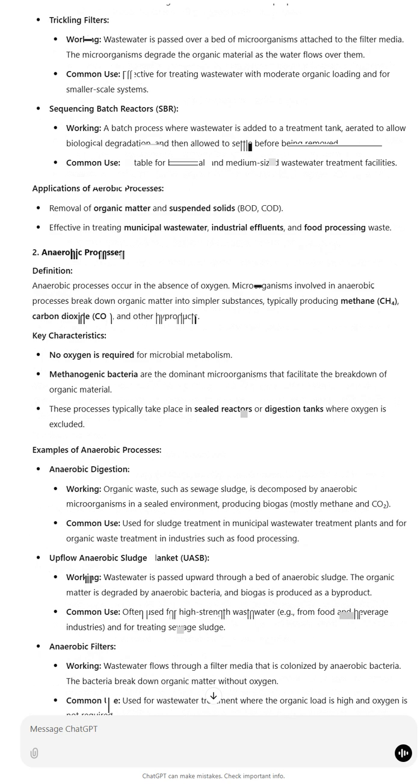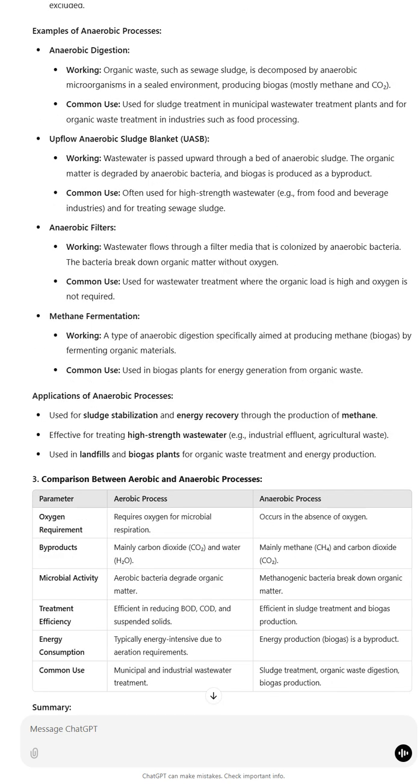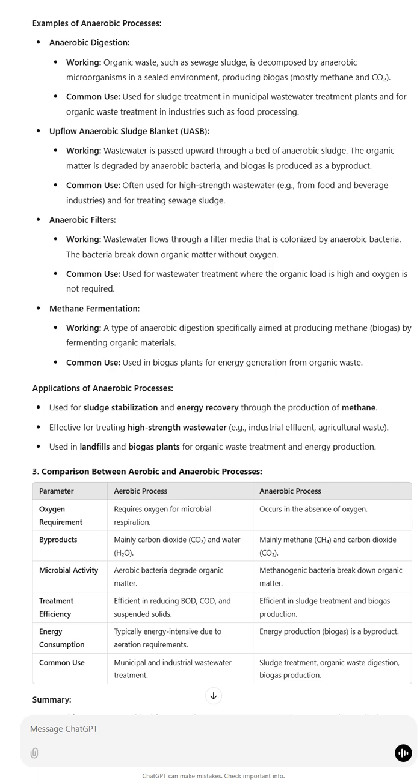Examples of anaerobic processes. Anaerobic digestion. Working. Organic waste, such as sewage sludge, is decomposed by anaerobic microorganisms in a sealed environment, producing biogas, mostly methane and CO2. Common use. Used for sludge treatment in municipal wastewater treatment plants and for organic waste treatment in industries such as food processing. Upflow anaerobic sludge blanket, UASB.